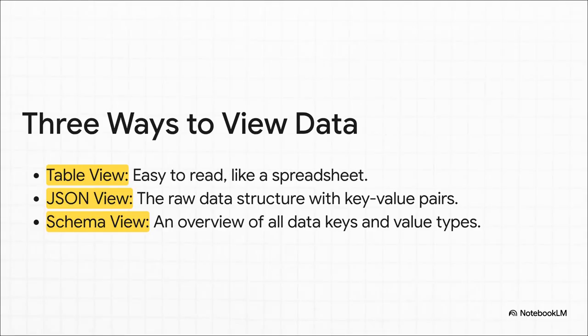Okay, so once the data is inside n8n, you've got a few different ways to look at it. The table view is what we just saw. It's clean, easy to read, just like a spreadsheet. The schema view gives you a bird's eye view, a summary of your data structure. And then there's the JSON view. This one shows you the raw, nitty-gritty data itself. And you know what? We're going to be talking a lot more about that one very soon.